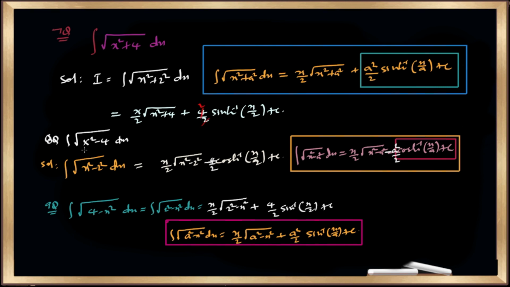And the second one is root over x square minus 4. 4 we can write as 2 square. This is in the form of root over x square minus a square, so minus a square by 2 cosh inverse will come. Again, for root over 4 minus x square, 4 we can write as 2 square. So a square minus x square means positive with minus in front, so sine inverse comes. If negative and positive is there, sinh inverse will come. If negative is there, sine inverse will come.